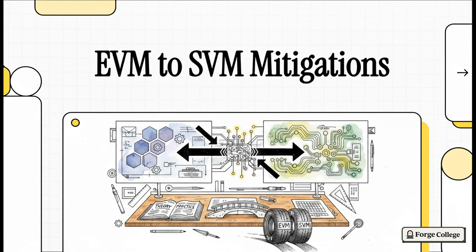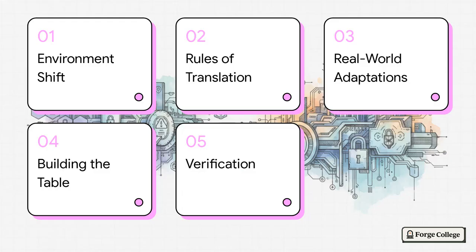If you've been following along with our From EVM to SVM transition track, well, this is exactly where the rubber meets the road. Here's our engineering schematic for today. We'll quickly cover the environment shift, then hit our 3 rules of translation. After that, we'll dive into some real-world adaptations, build out our comparison table, and wrap up with verification. Let's just jump right in.